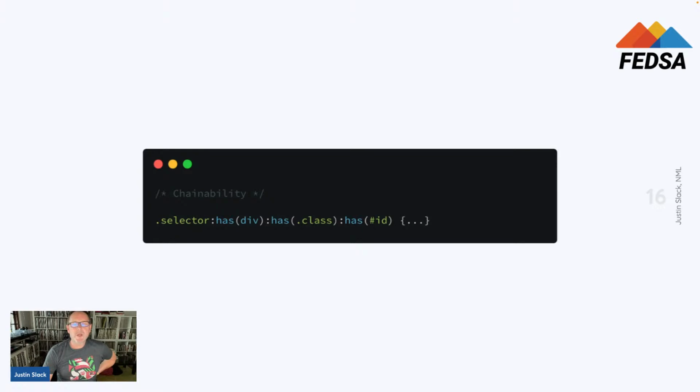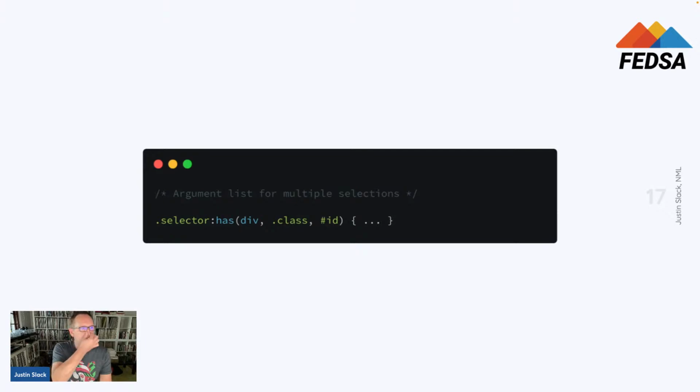We can also start to combine elements. So this we could actually just write as the following. Does the selector have a div, a class, and an ID? So we can combine them with comma-separated lists. We don't need to write them all out like that.